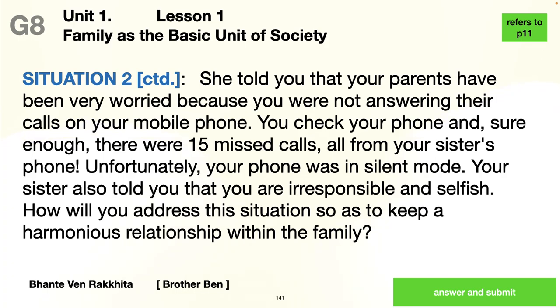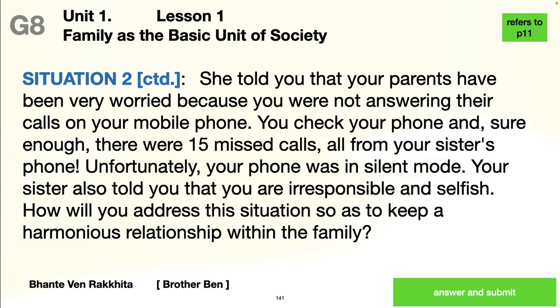She told you that your parents have been very worried because you are not answering their calls on your mobile phone. You check your phone and sure enough there were 15 missed calls, all from your sister's phone. Unfortunately, your phone was in silent mode. Your sister also told you that you are irresponsible and selfish. How will you address this situation so as to keep a harmonious relationship within the family?